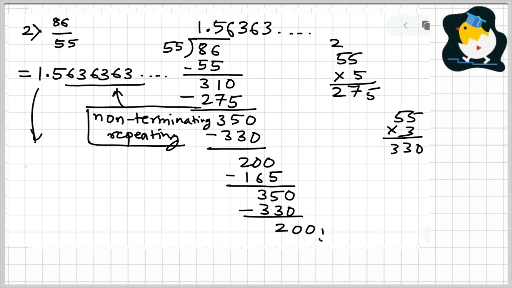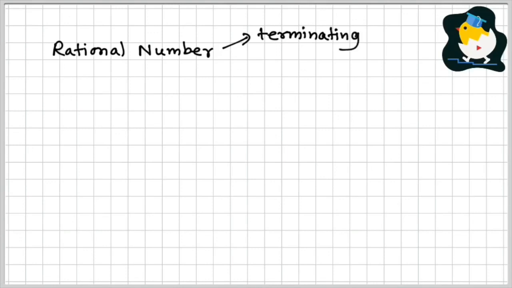And what we do is we write this as 1.5 and put a bar over the part which is repeating. So 63 is repeating, so I will put the bar over that only. As we can see, in this case the decimal expansion of this number is non-terminating, repeating. You can remember one thing here: whenever we have a rational number, its decimal expansion is either going to be terminating or it is going to be recurring and non-terminating.